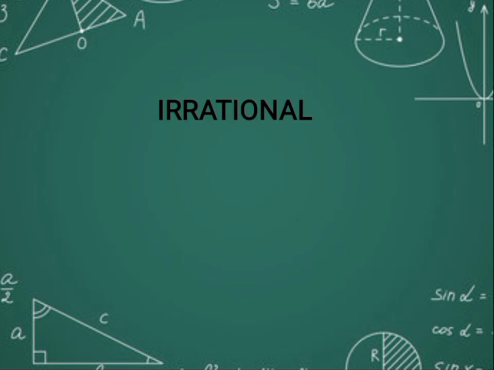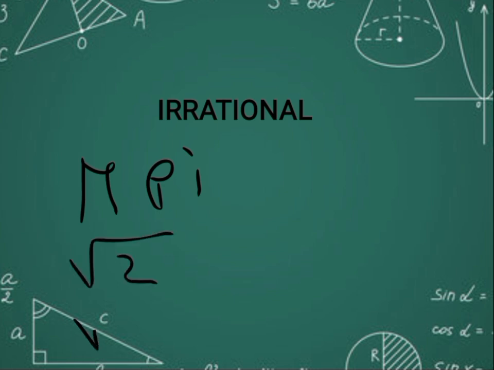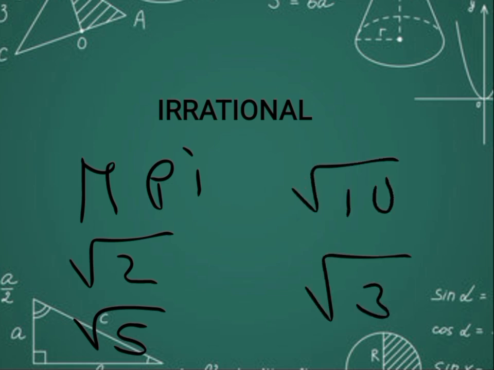So let's move on to irrationals. These are numbers that cannot be written as a fraction in their decimal form. So these are called the irrational numbers, like pi, square root of 2, square root of 5, square root of 10, and the square root of 3. This is because there is no exact fraction for these.